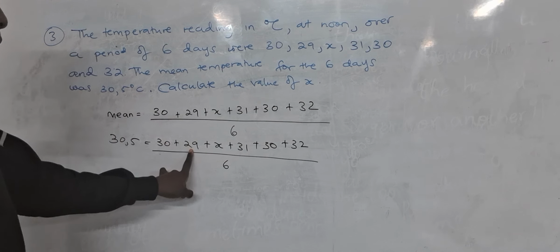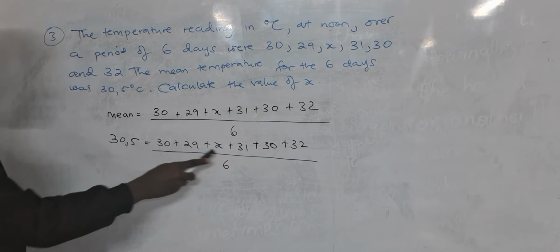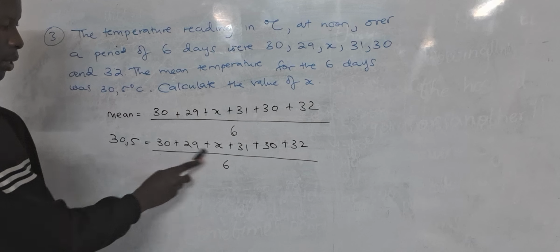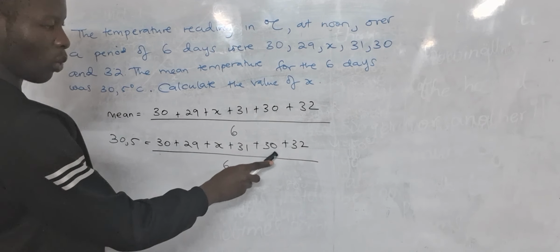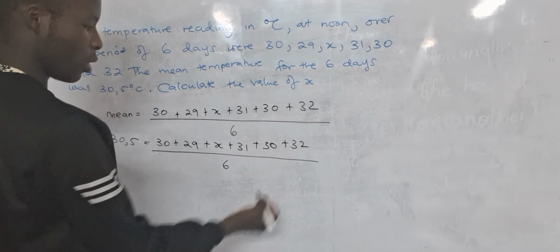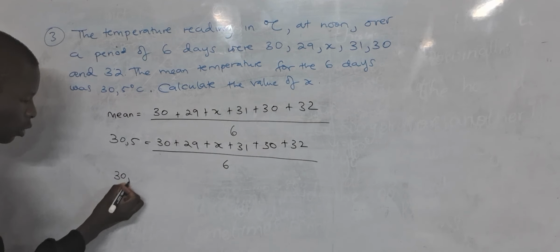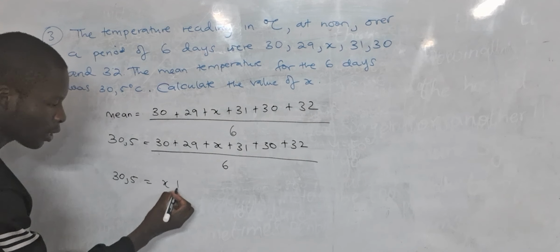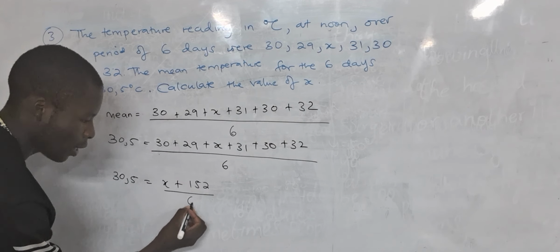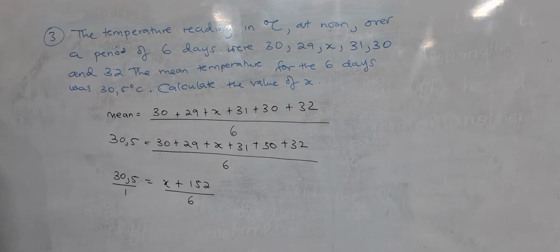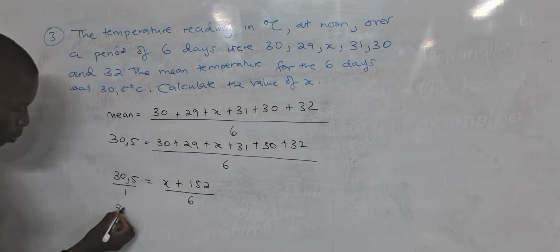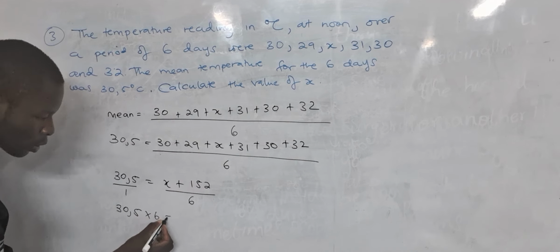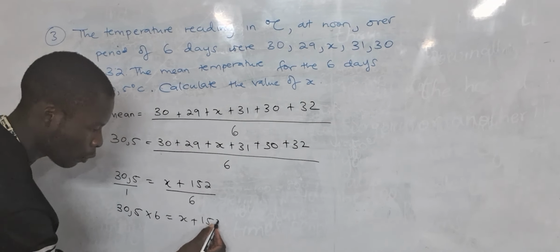So you add 30 plus 29, that is 59, plus 31, this is nothing but 90. 90 plus 30, this is 120. 120 plus 32, this is 152. So you have 30.5 is equal to x plus 152 divided by 6. So this is over 1. Right. Now you do cross multiplication. 30.5 times 6 is equal to x plus 152.